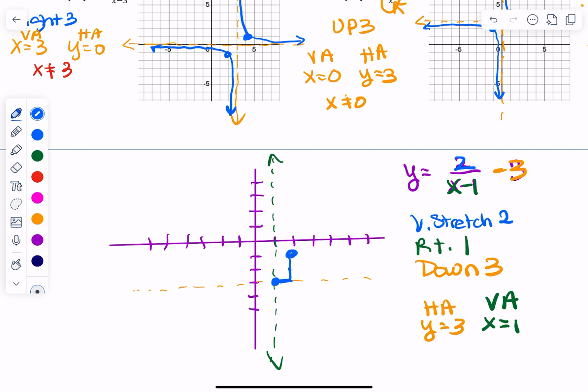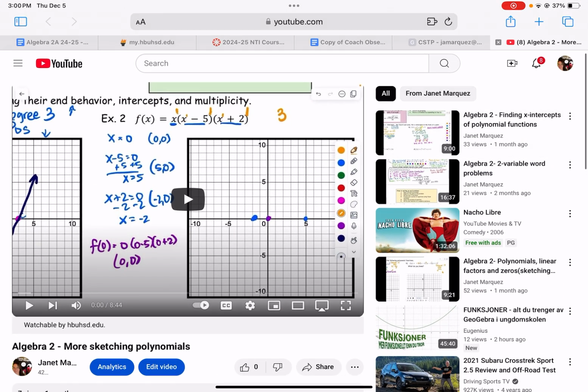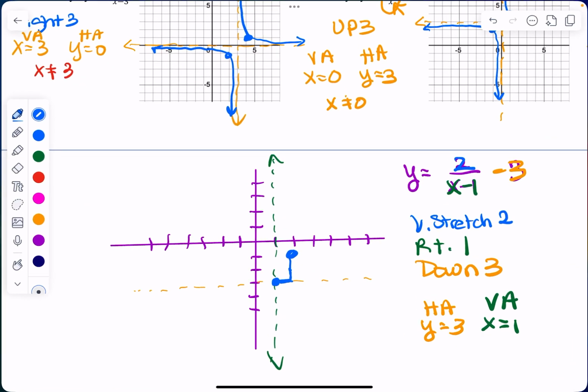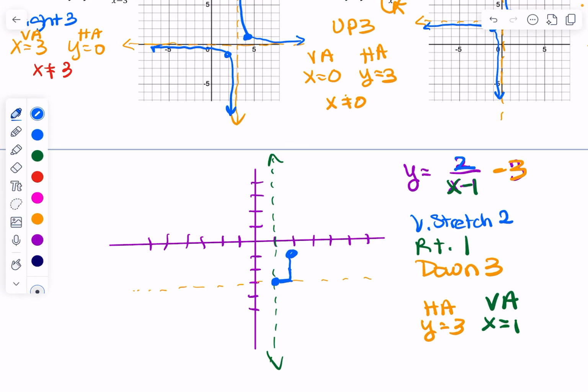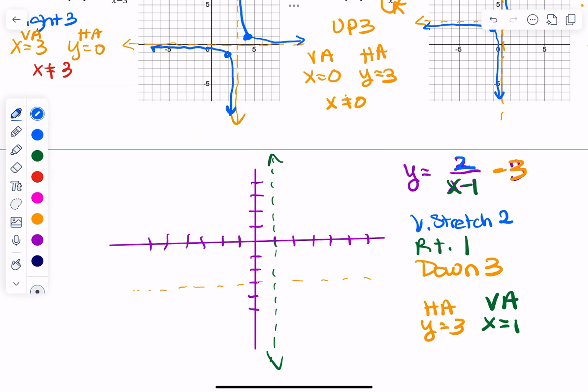So first I'm going to go back to my page. Okay, here we go. I'm going to erase this just so that it looks a little bit neater. And I'm going to go over 1 and up 2. And then back 1 and down 2. And then we're just going to get close to our asymptotes at our end behavior. And you can see how it's getting further away from the asymptote.